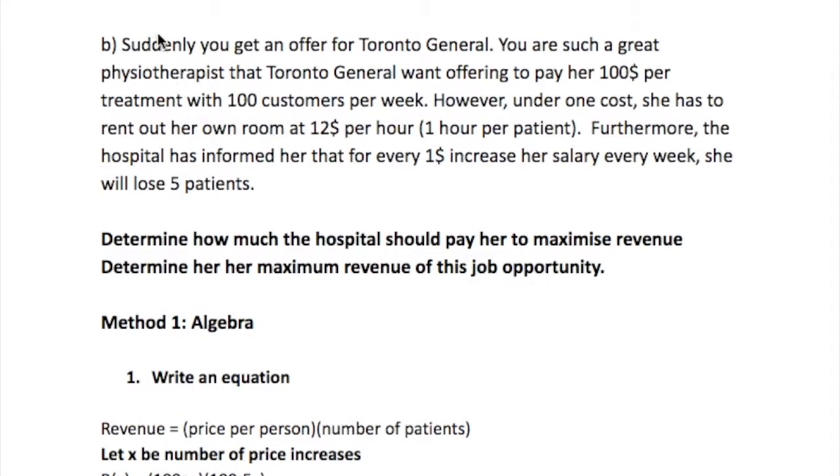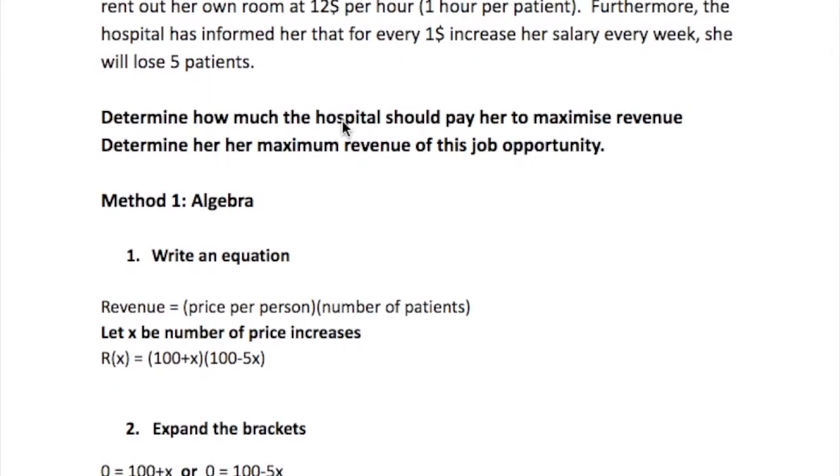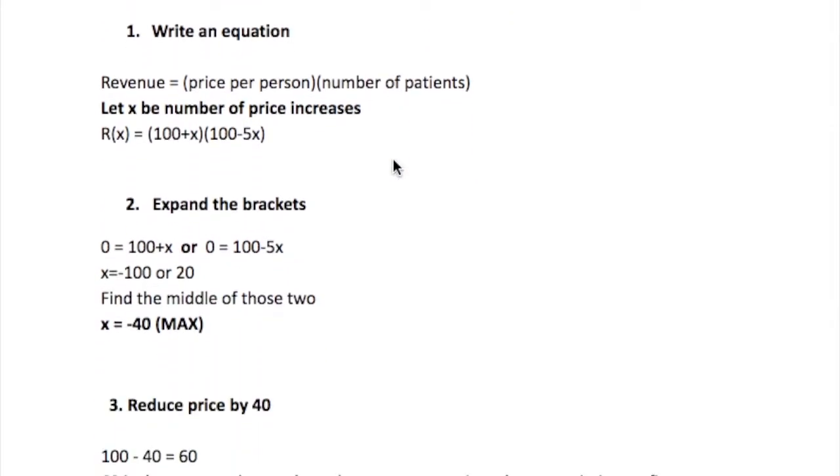Let's move on to scenario B. Suddenly, you get an offer from Toronto General. You're such a great physiotherapist that Toronto General wants to offer you $100 per treatment with 100 customers per week. However, under one cost, she has to rent out her own room at $12 per hour. Furthermore, the hospital has informed her that for every $1 increase in her salary every week, she will lose 5 patients. Determine how much the hospital should pay her to maximize revenue. Determine her maximum revenue of this job opportunity.